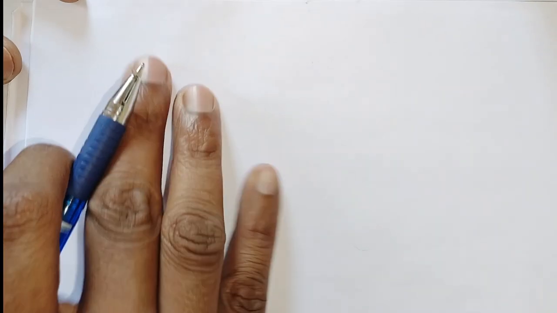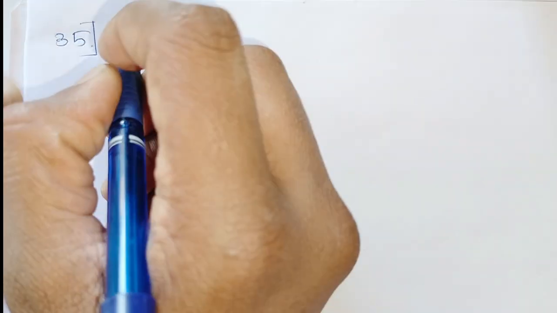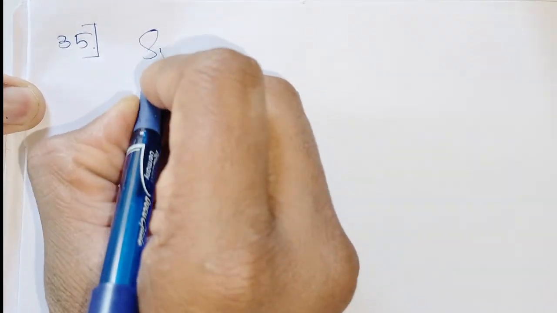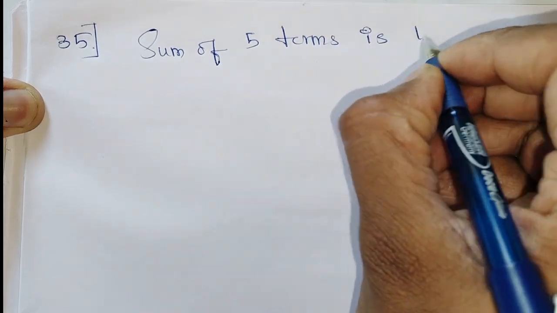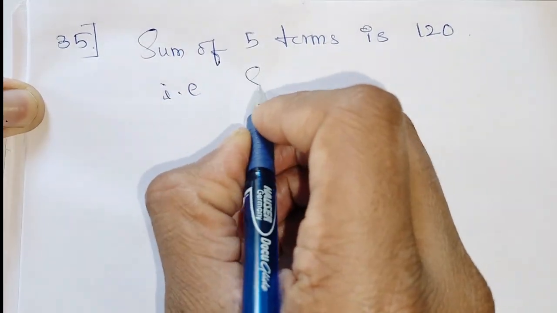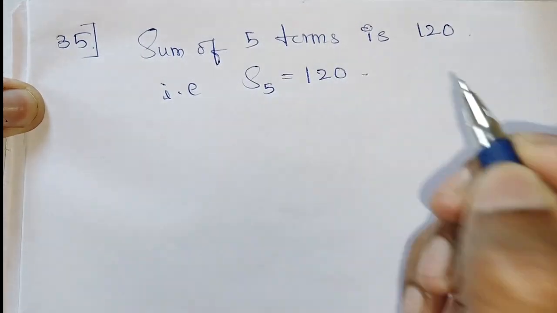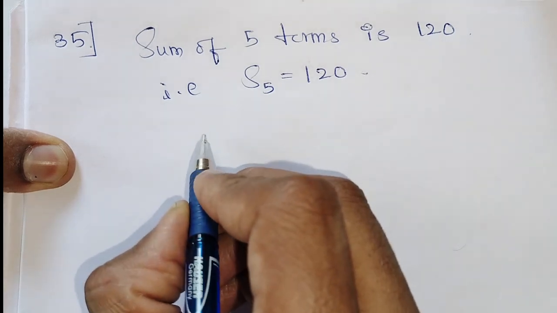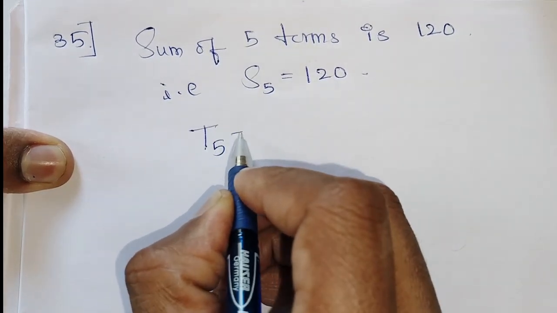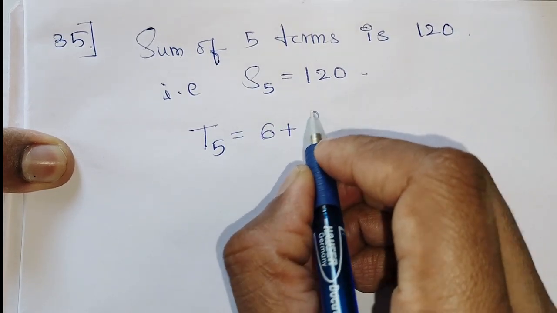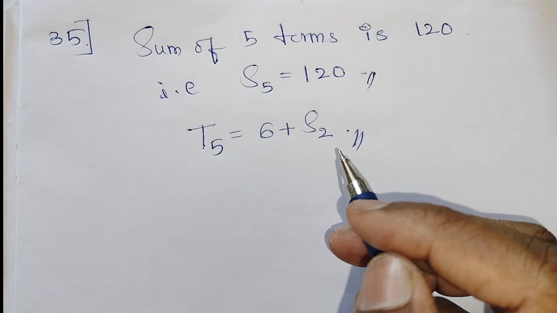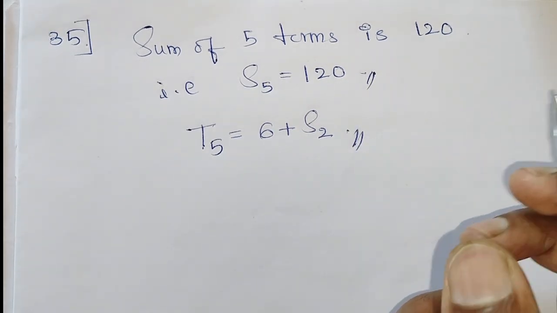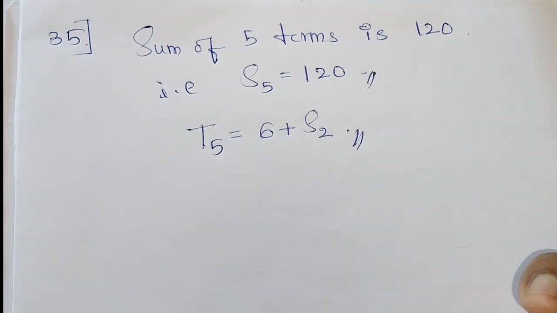What is given? Here it is given that the sum of 5 terms is 120, and the 5th term is 6 more than the sum of 2 terms. Using these 2 pieces of data, you have to find the first term and the common difference, so that we can find the terms of the AP.